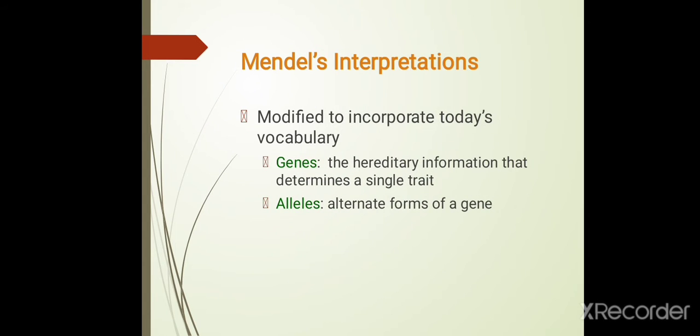Let's discuss Mendel's interpretations. It says here that genes are the hereditary information that determines a single trait, and alleles are alternate forms of a gene. Did you know that when an organism inherits two identical alleles for a trait, the organism is said to be homozygous for the trait? While when an organism inherits two different alleles for one trait, the organism is called heterozygous for the trait.